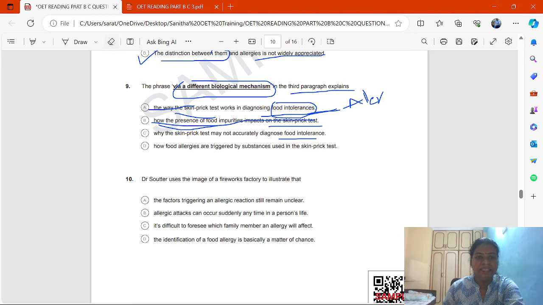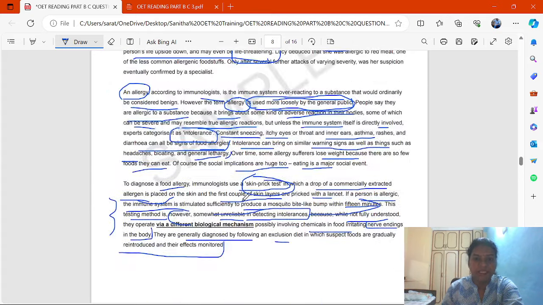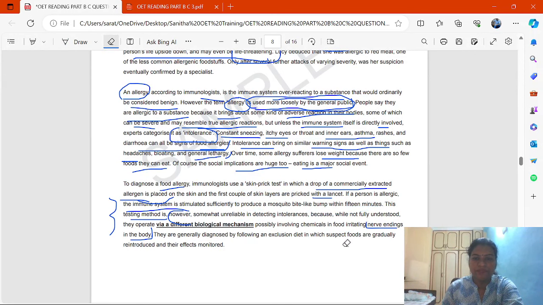Why the skin prick test may not accurately diagnose the food intolerances? Yes, it is given in the passage. So why? I will show you the points. Food intolerance, however, somewhat unreliable in detecting intolerance, because why?